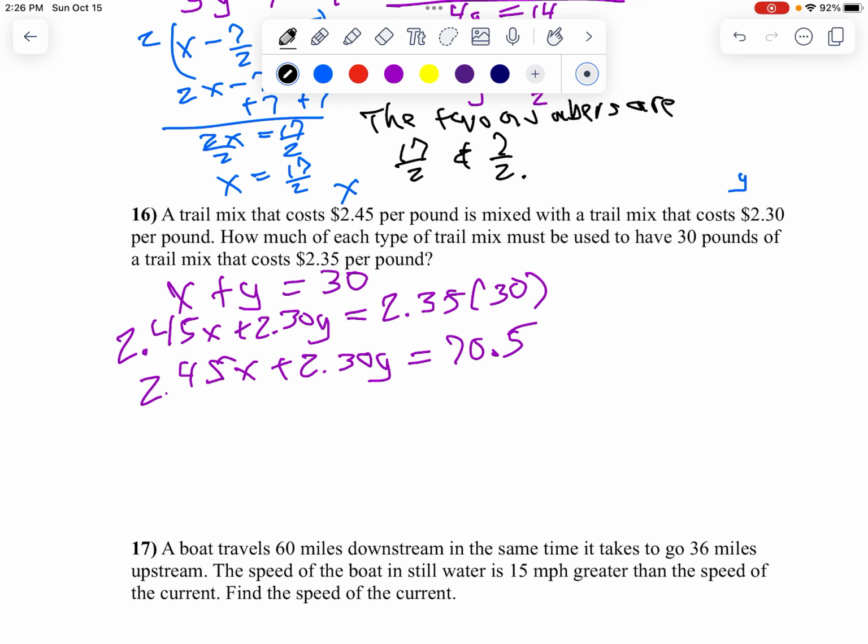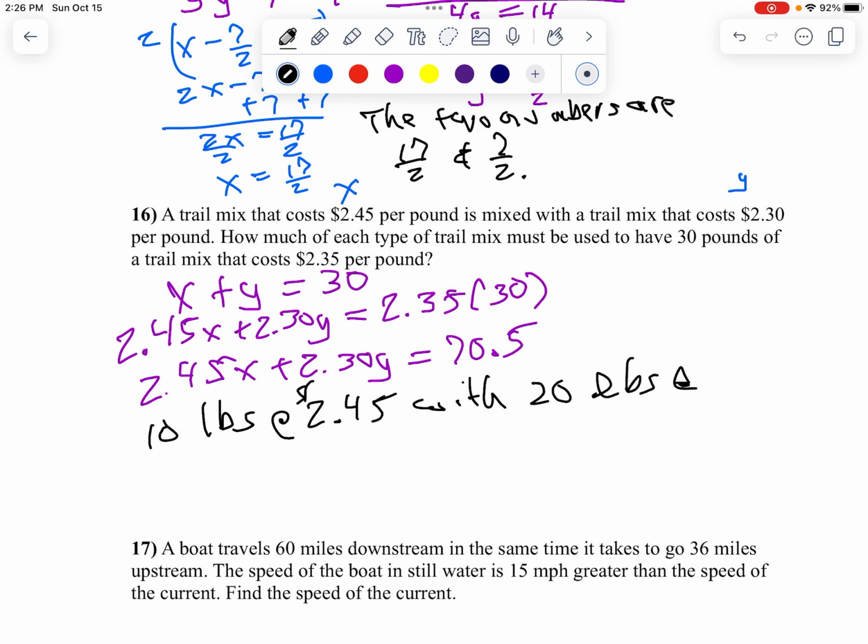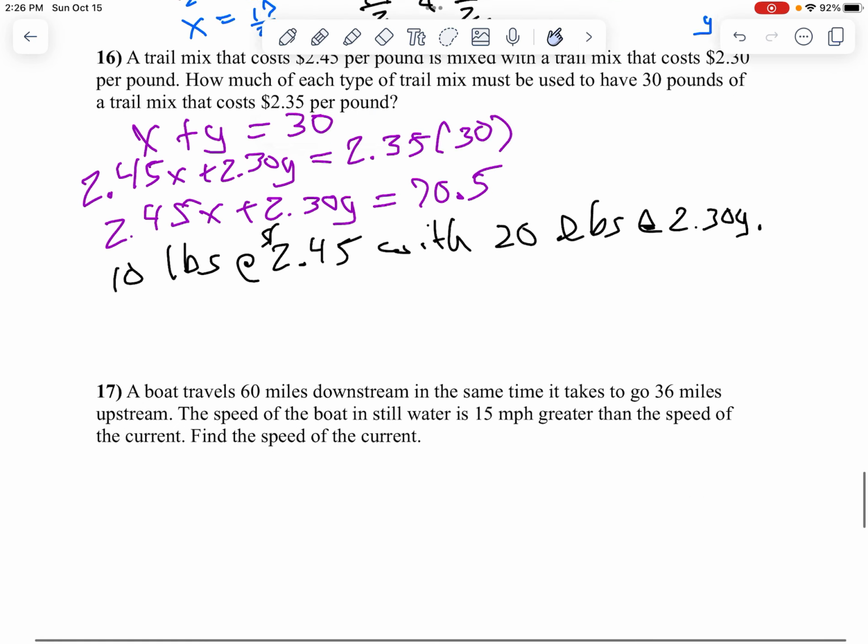We're going to mix 10 pounds at $2.45 with 20 pounds at $2.30. And that's a 2-to-1 ratio. And then we'll get 30 pounds that sells for $2.35.